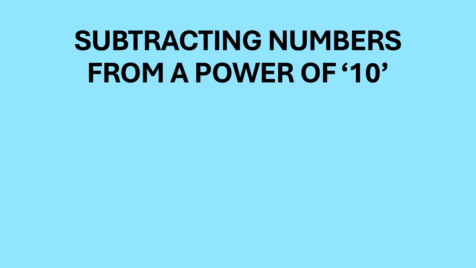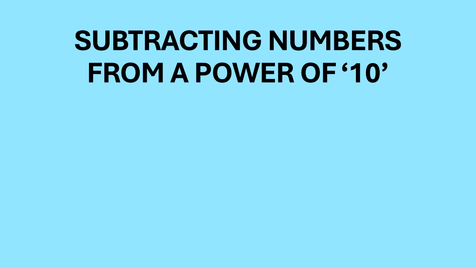In today's lesson, we'll go over a simple method to subtract numbers from a power of 10. Let's get started. We all know that 10 to the power of 1 is 10, 10 to the power of 2 is 100, 10 to the power of 3 is 1000 and so on. These numbers, namely 10, 100 and 1000 are called powers of 10. And today we'll go over a simple method to subtract any number from powers of 10.